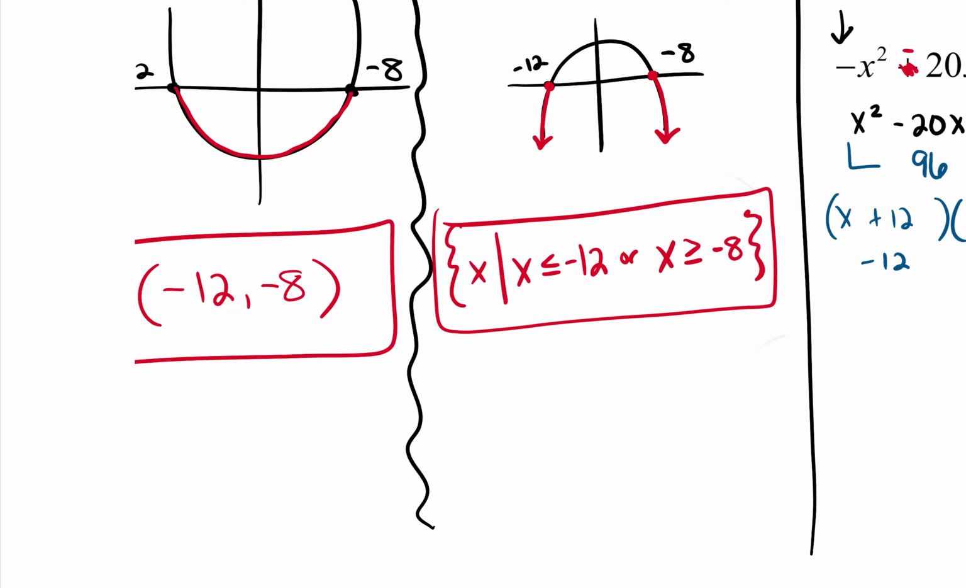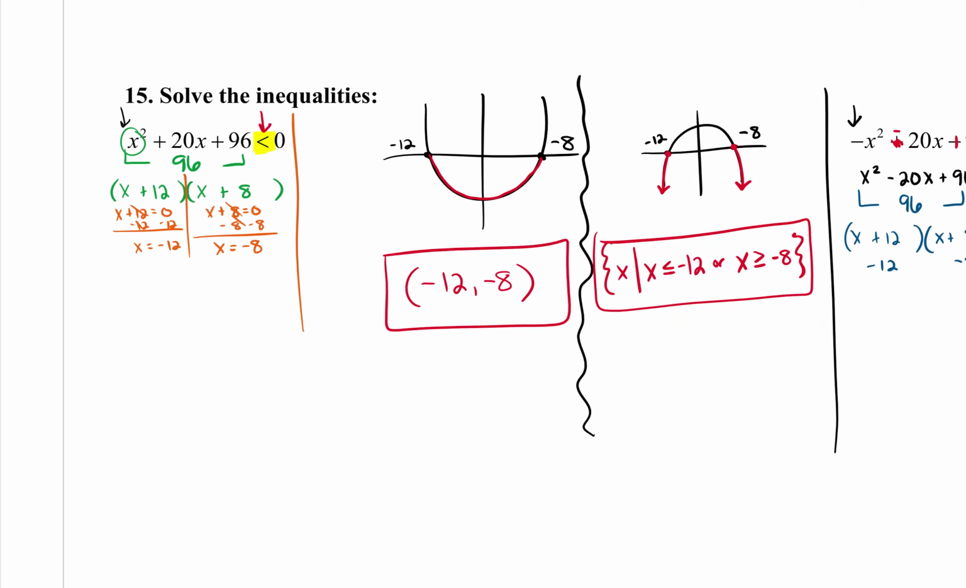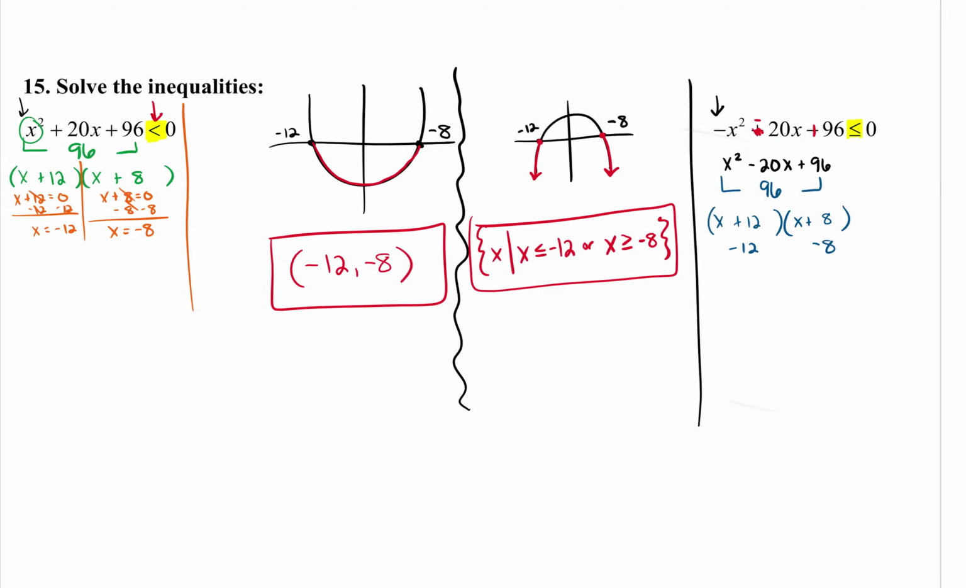So on the test, you will either have the one that's together in the middle or the one that's separated on left or right. So you have to know how to do both because you don't know which one you'll get. And that is the test review.